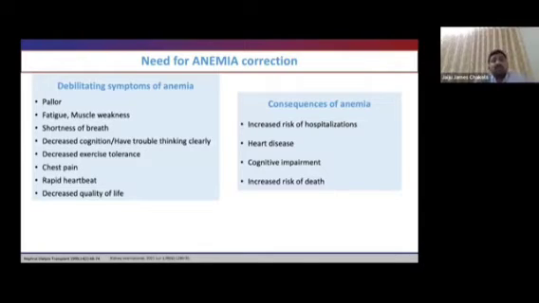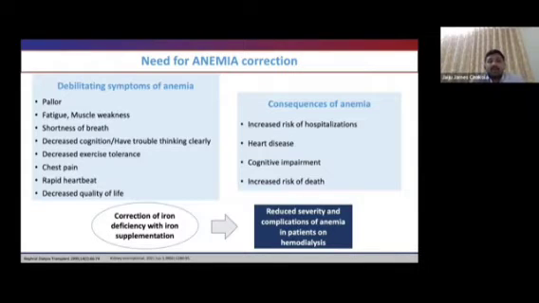What is the need for anemia correction? We know the signs and symptoms of anemia. There will be significant pallor, chronic fatigue and muscle weakness, progressive shortness of breath, decreased cognition, decreased exercise tolerance, chest pain, rapid heartbeat, and definitely decreased quality of life, which results in increased risk of hospitalization, progressive cardiac dysfunction, cognitive impairment, and increased risk of mortality.